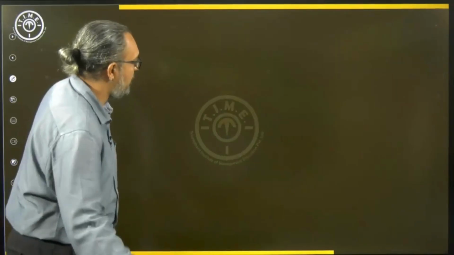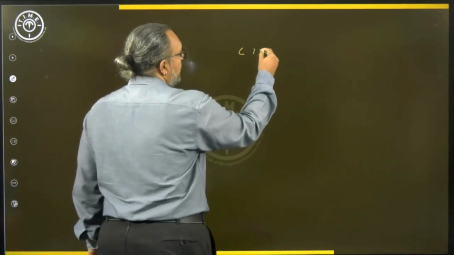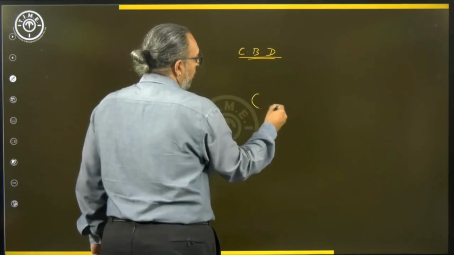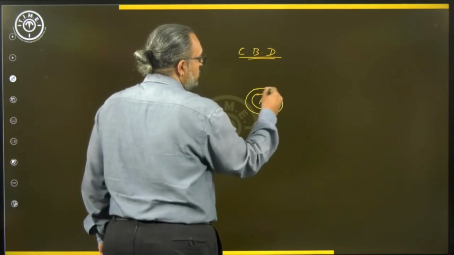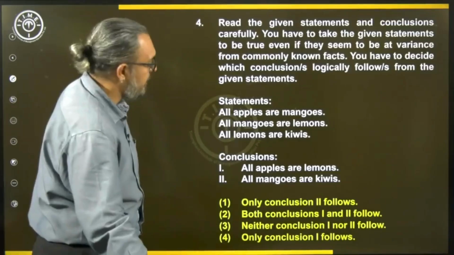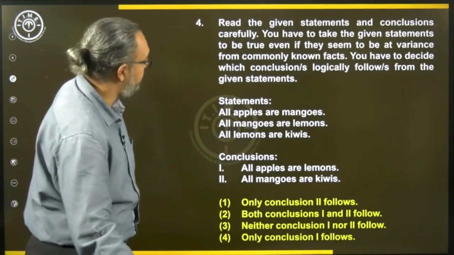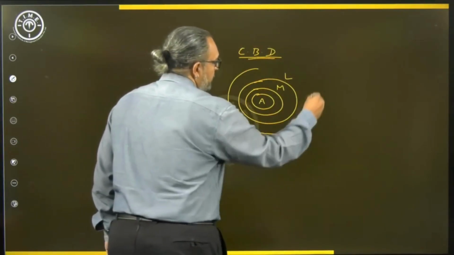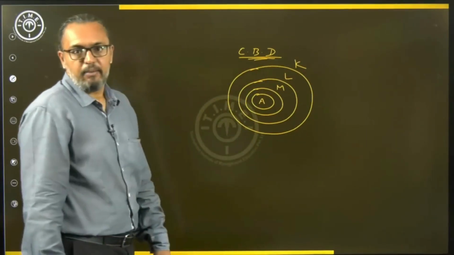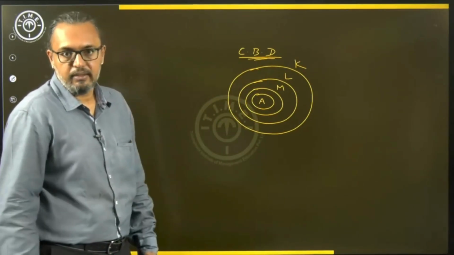So all apples are mangoes in the combined basic diagram. All the apples are mangoes, all the mangoes are lemons, correct? And then all lemons are kiwis. All the lemons are kiwis. So this is our combined basic diagram, one circle within the other.